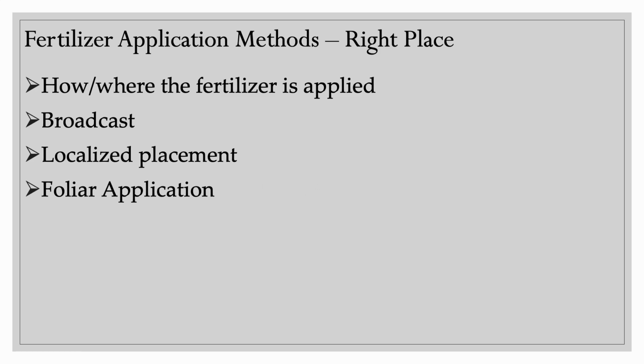All right, so moving into right rate, right source, right place, right time. We want to make sure that we're applying our fertilizers in the right place. The ways that we do that: many of us are familiar with broadcast fertilizer applications. Next, we have localized placement. When I'm thinking about this, I'm thinking of drip irrigation or drip fertigation, where you're applying that water and that nutrient exactly at the plant root, and those roots don't have to scavenge as much. And then foliar applications.